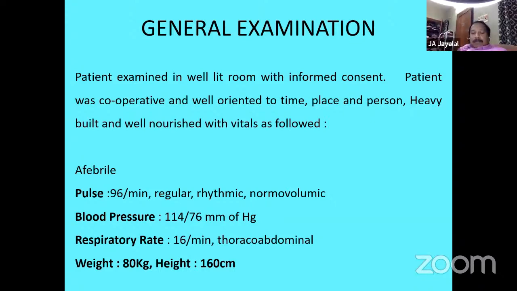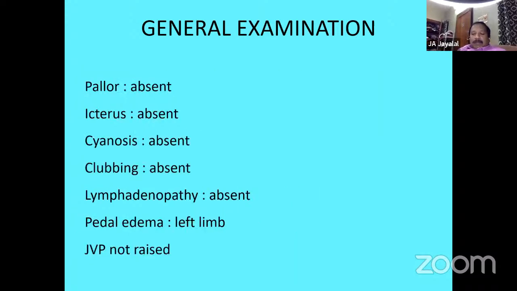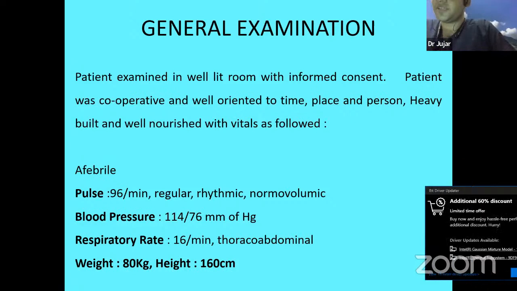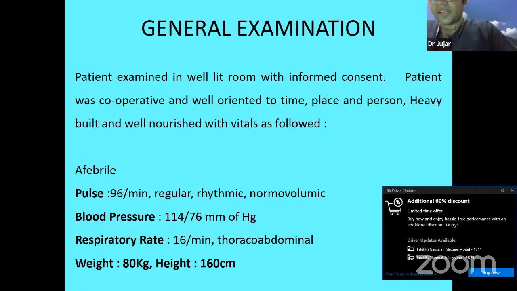Go ahead. Go to your clinical examination. Yes, sir. In general examination, the patient was examined in room light with informed consent. The patient was afebrile at the time of presentation. The pulse rate was 96 per minute, regular and rhythmic. The blood pressure was 114 by 76 mm of mercury. The respiratory rate was 16 per minute, and the breathing pattern was thoracoabdominal.